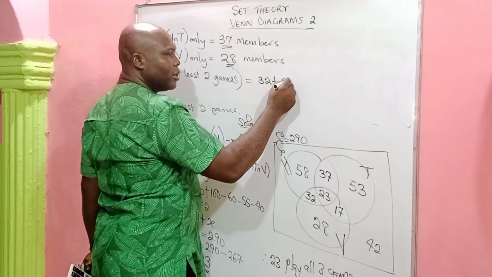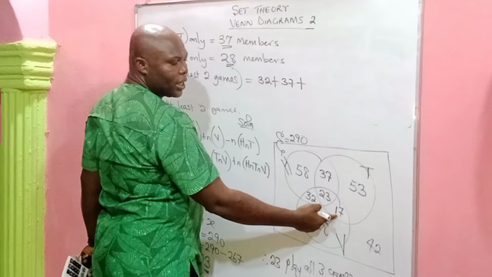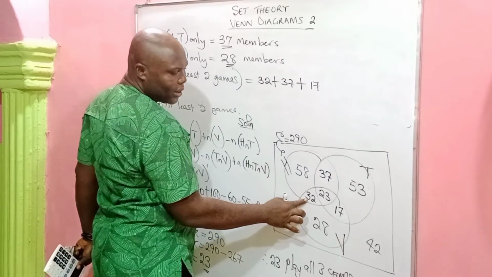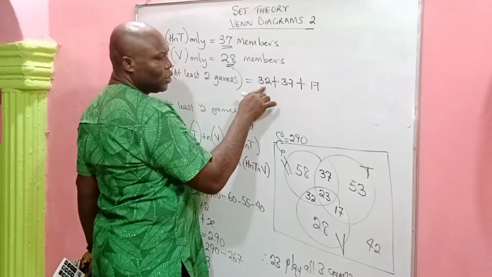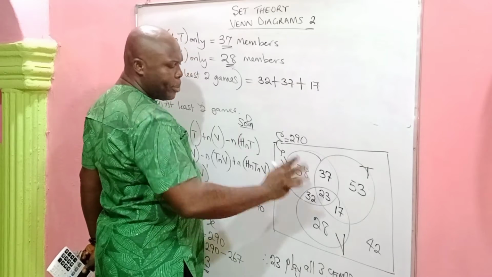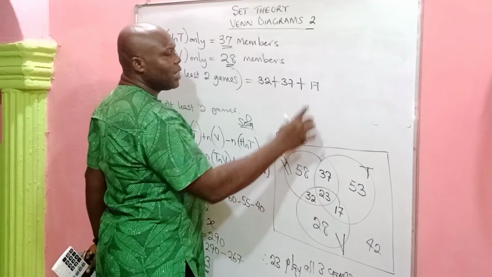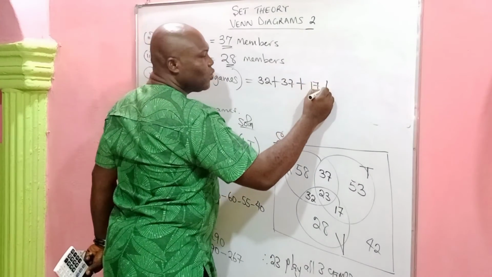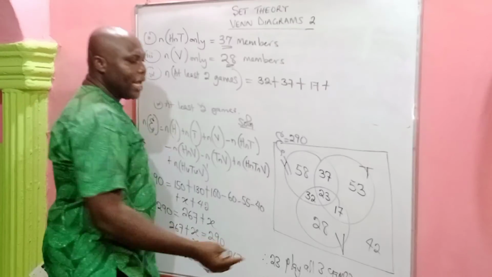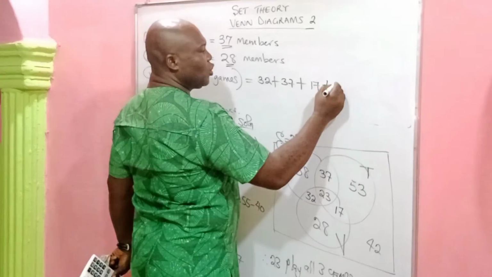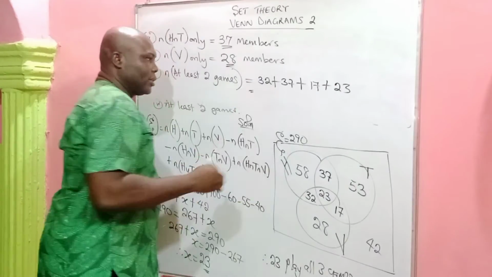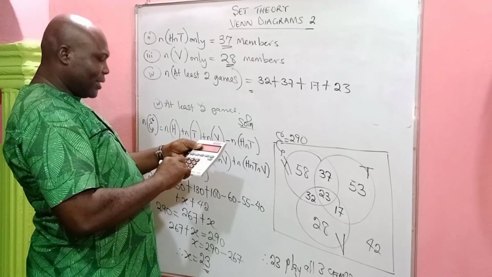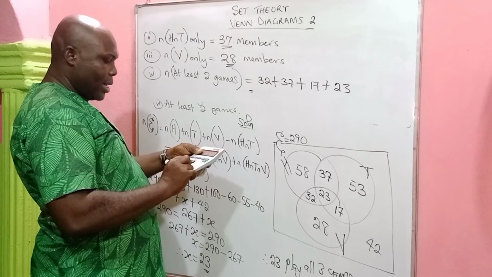Now it means that these 32 are for those that play purely hockey and volleyball, 37 are those that play purely hockey and tennis, and 17 are those that play purely tennis and volleyball. Since we said at least 2, that's 2 or more, then those that play all 3, which is 23. So we are going to add all that. 32 plus 37 plus 17 plus 23 gives us 109. Therefore, 109 members play at least 2 games.